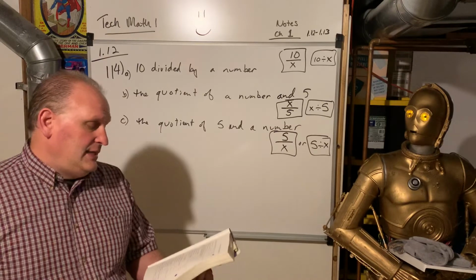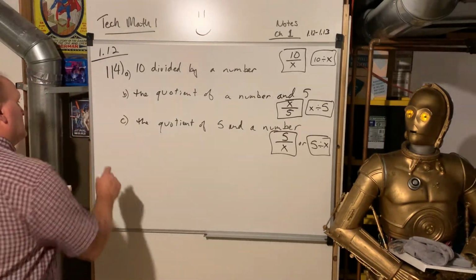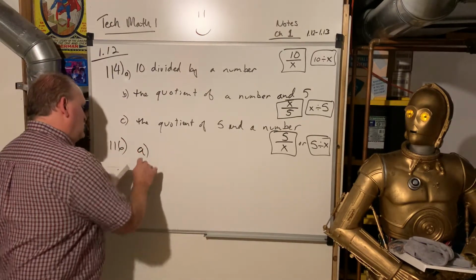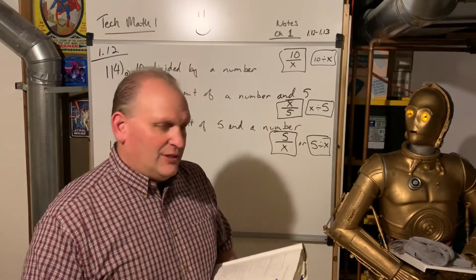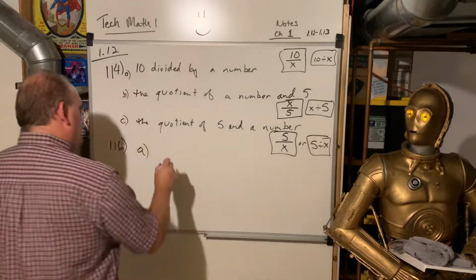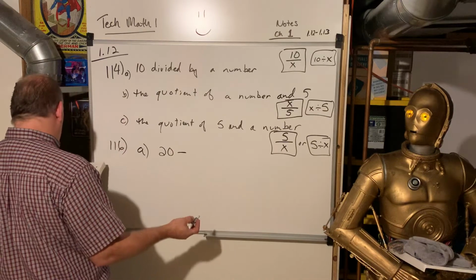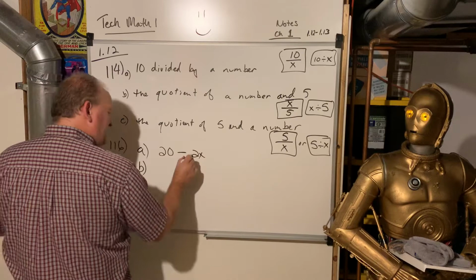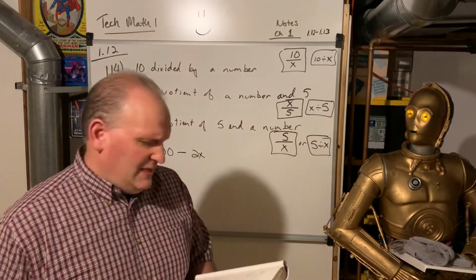So 116, it says 20 decreased by double a number. Let me read it again. 20 decreased by double a number. So decreased by means that you subtract it off. So 20 decreased by is a subtraction sign, and then double a number is 2x. Careful on that. Sometimes students do x squared. That isn't double a number. That's a number squared, or a number times itself.